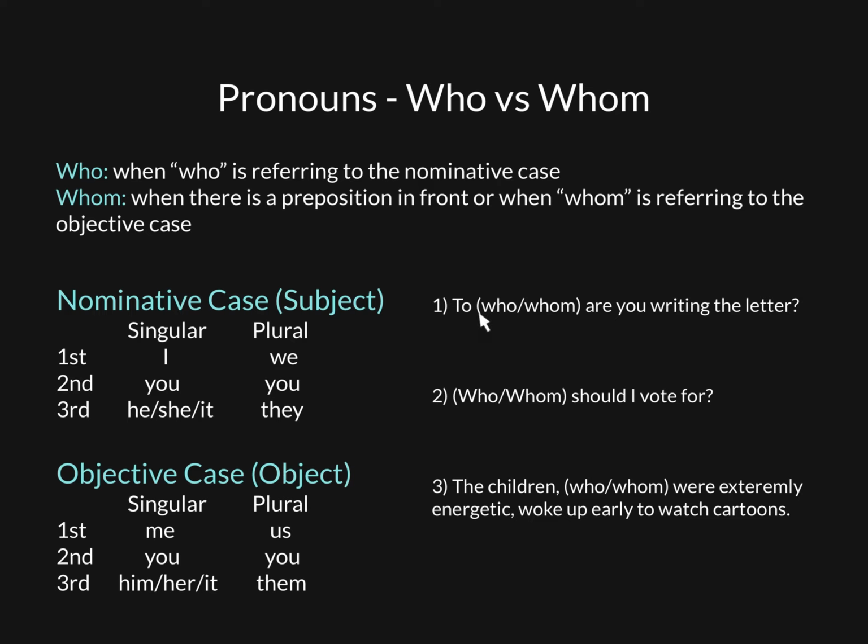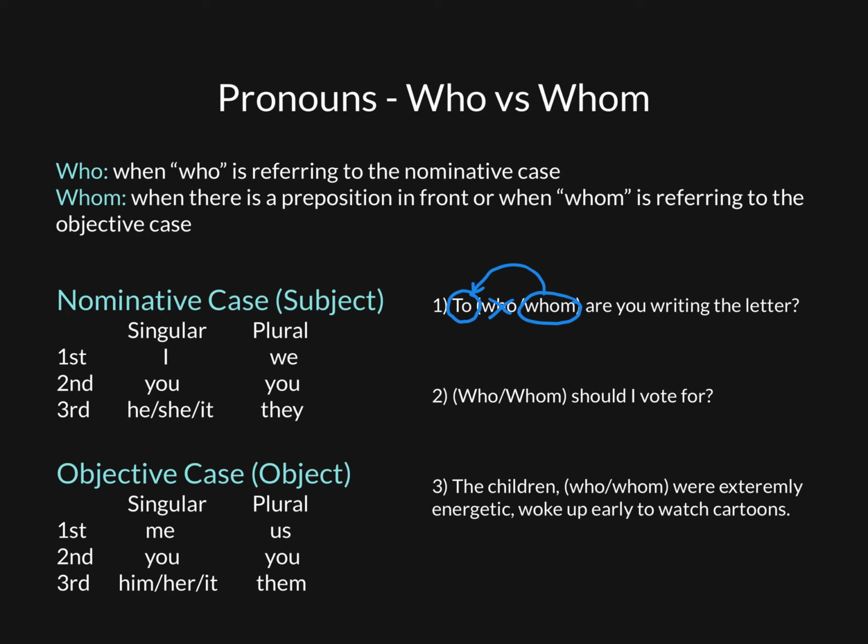We have: to who or whom are you writing the letter? Well, first, before even looking at the nominative and objective case, let's see, is there a preposition in front? In this case, we do have a preposition in front because to is a preposition. So right away, we know that whom would be our answer because whom always correlates with a preposition in front. We don't even need to look at the nominative or the objective case. We know that whom is our answer, and we can cross out who.